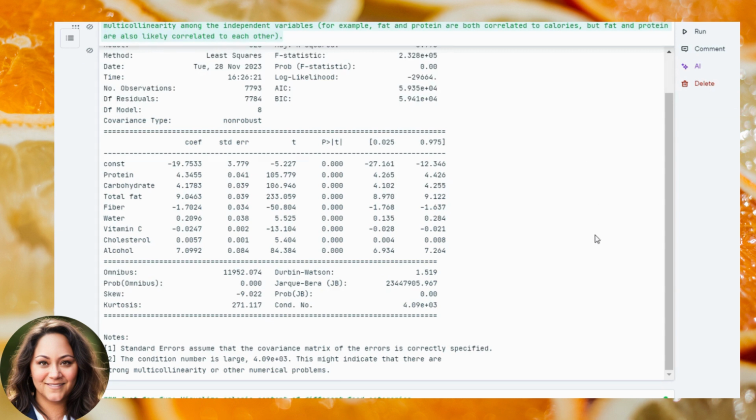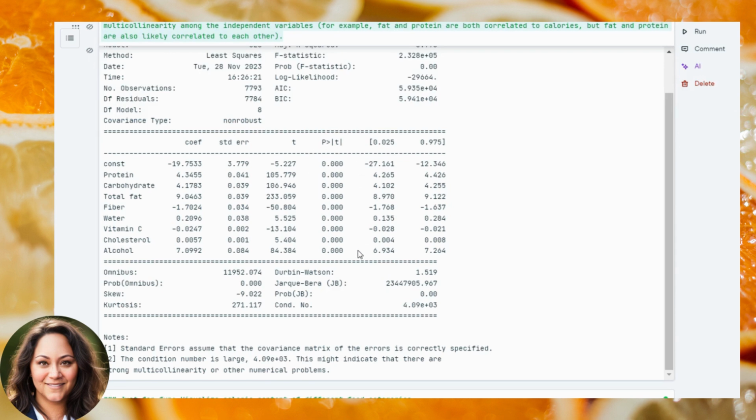The coefficient for alcohol is 7, indicating a positive correlation between alcohol content of food and calorie content. The fiber coefficient is -2, indicating a negative correlation between fiber and calories. In other words, higher fiber predicts lower calories for a given food item. All the coefficients have very low p-values, indicating that each variable is statistically significant in predicting calories.